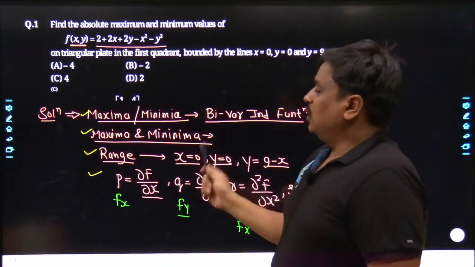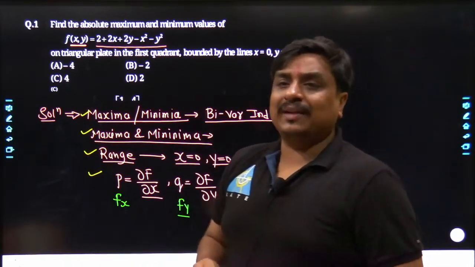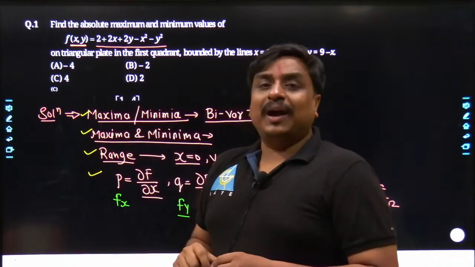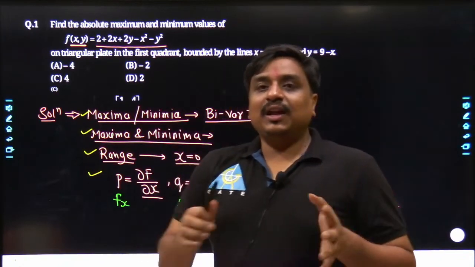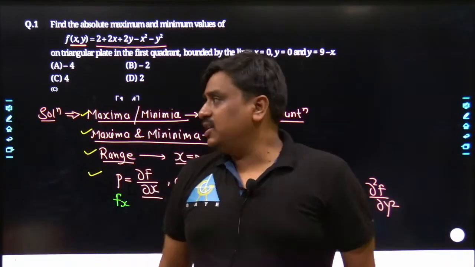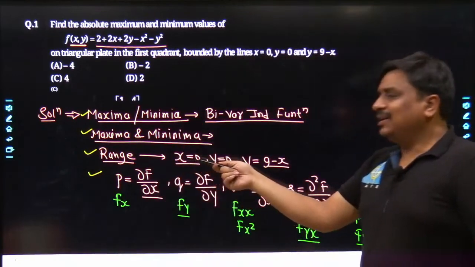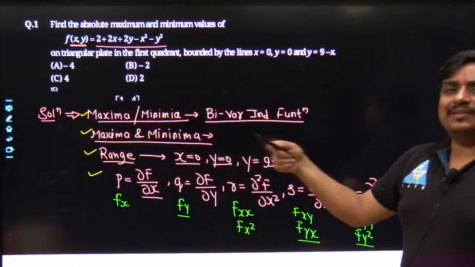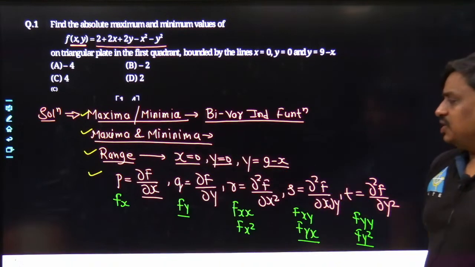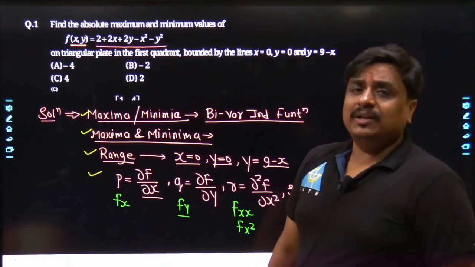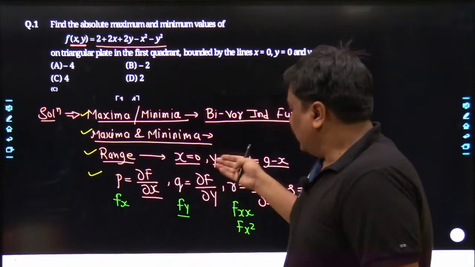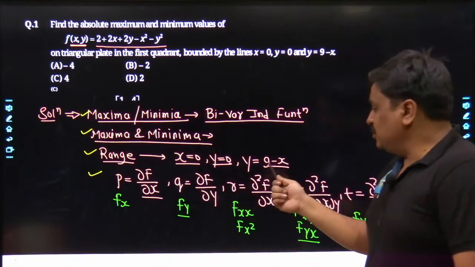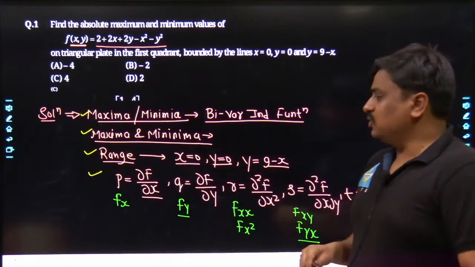Yes. Now, see, whenever we discuss the maximum or the minimum value of the bivariate function f of xy, definitely I should have a certain range. The range also has been clearly specified within the problem, that the maximum or minimum value has to be calculated within the range of x is equal to 0. What does it mean by x is equal to 0? That's the y-axis. y is equal to 0, that's the x-axis. And similarly goes another straight line, y is equal to 9 minus x.